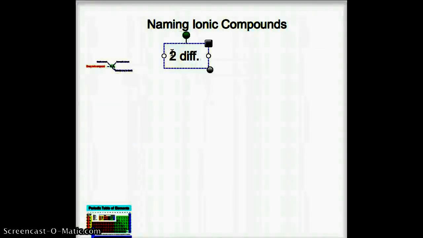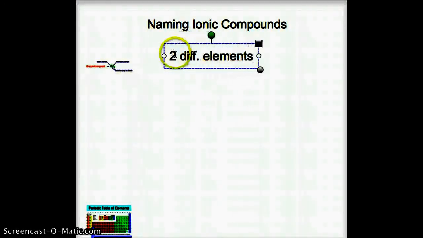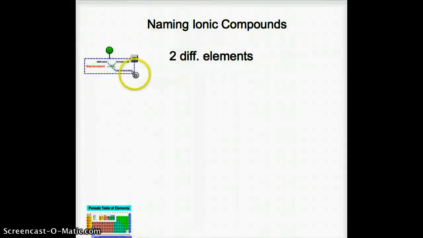Binary ionic compounds. What does that mean? What it means is that a binary ionic compound contains only two different elements. Alright, now I will better explain this using a diagram. Let's take this diagram right here.